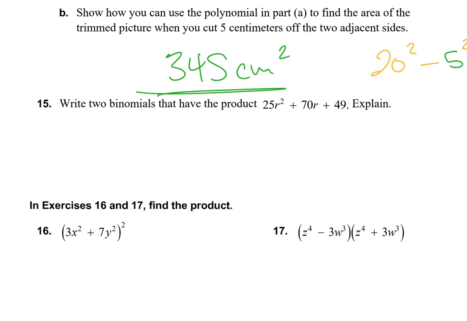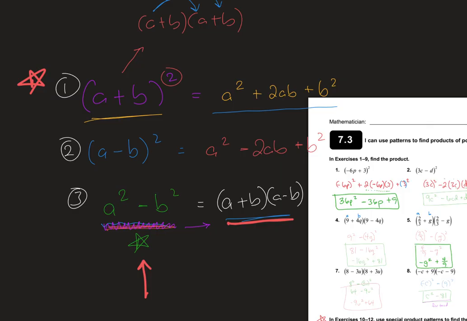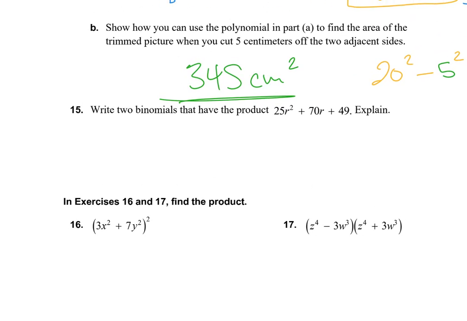Let's see. Well, these are what the binomials are going to look like. It's going to look like this stuff. I guess I don't even know why I'm going back to point to that other than just to help go, hey, this is going to be our level of thinking, okay? So we could have 5r plus 7 squared like that, right?